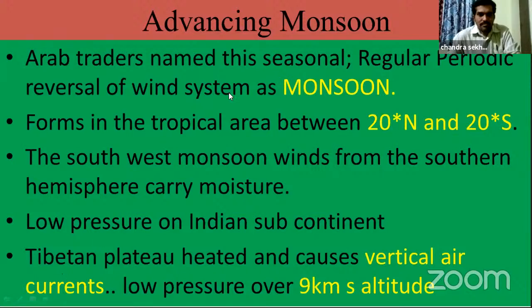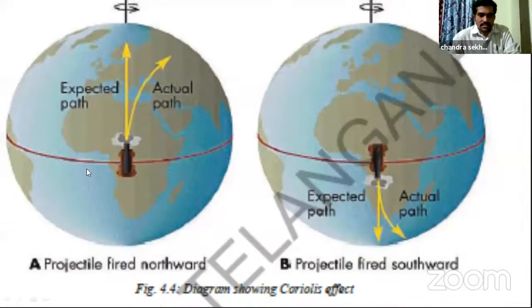So at the time of the advancing monsoon, the Tibetan Plateau is heated and causes vertical air currents, with low pressure over 9 kilometers altitude. At the height of 9 kilometers, full of low pressure is there. To fill up this low pressure, the winds are coming from the Indian Ocean, which has high pressure at that time. When they come from the Indian Ocean, they have to cross the equator. When they cross the equator, they turn towards east.